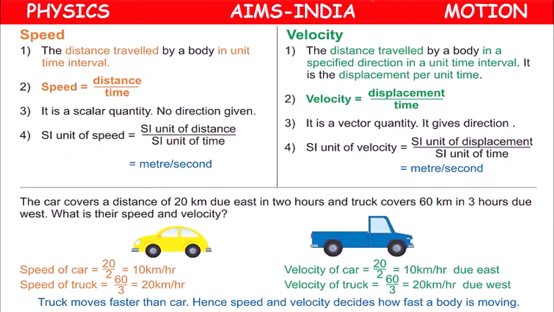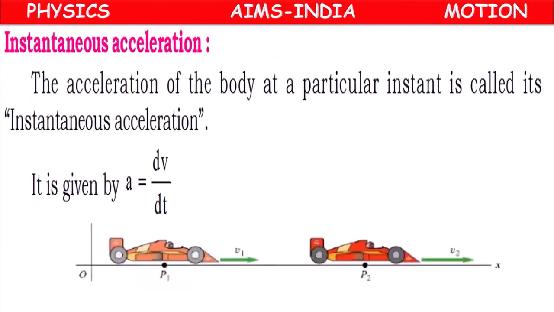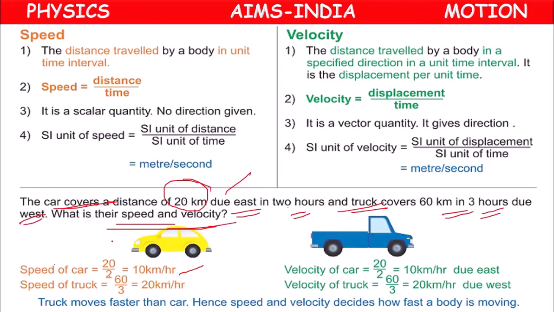Okay, next. Suppose a car covers a distance of 20 km due east in 2 hours. A truck covers 60 km in 3 hours due west. What is the speed and velocity? Speed of car: 20 by 2, 10 km per hour. Speed of truck: 60 by 3, 20 km per hour, because 60 km it covered in 3 hours.